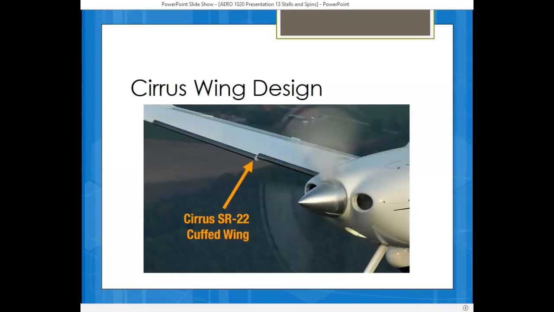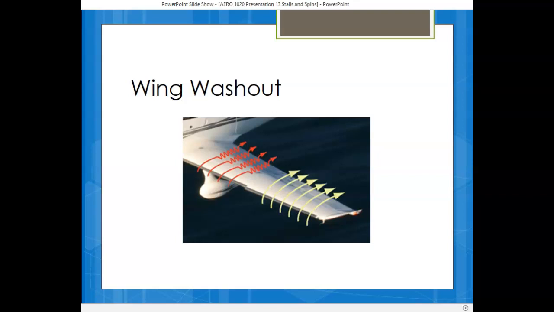The Cirrus SR-22 is designed with a wing that is cuffed. As you can see in this picture, the wing actually has two different sections, the inboard section and the outboard section. If you look carefully at the wing from the side of the aircraft, you'll see that the section of the wing closest to the wingtip is at a lower angle of attack than the section of the wing closer to the wing root. Again, this is so that the wing will stall first at the wing root and leave the aileron effective for a longer period of time, which gives the pilot more control over the aircraft during the progression of a stall. And again, this is called wing washout.